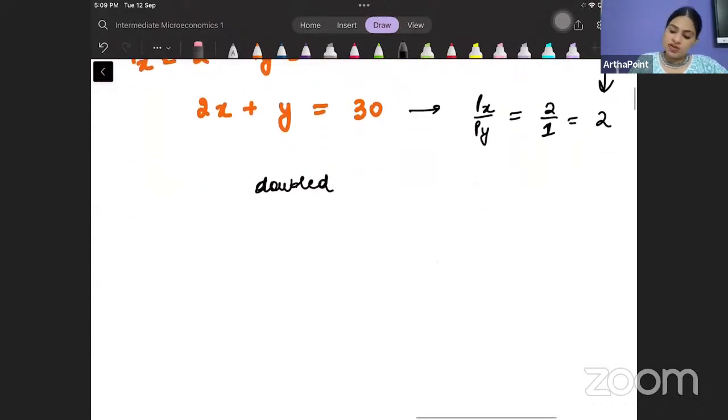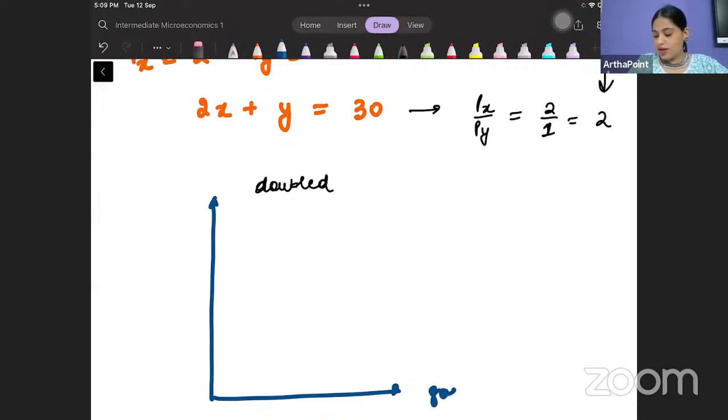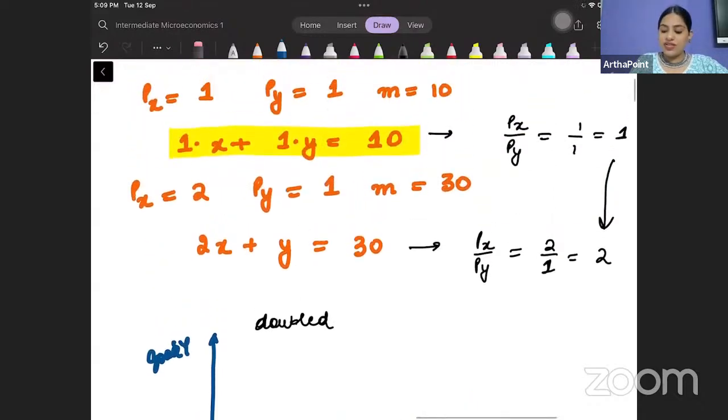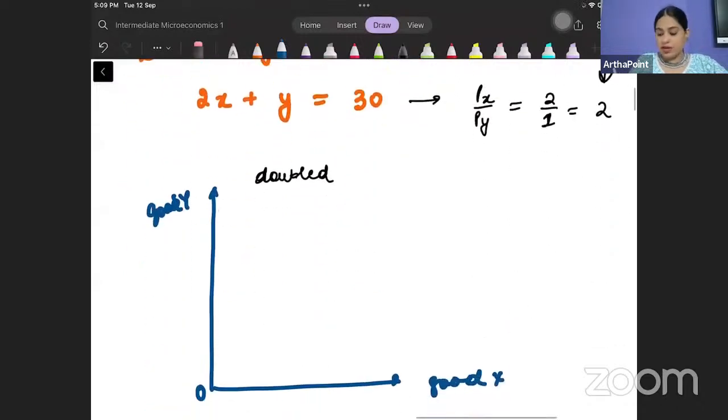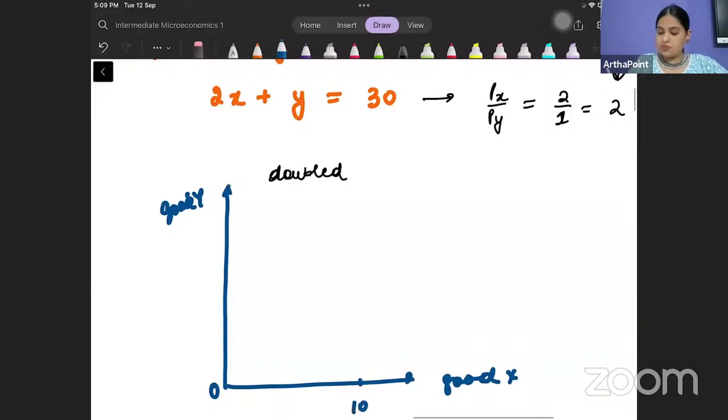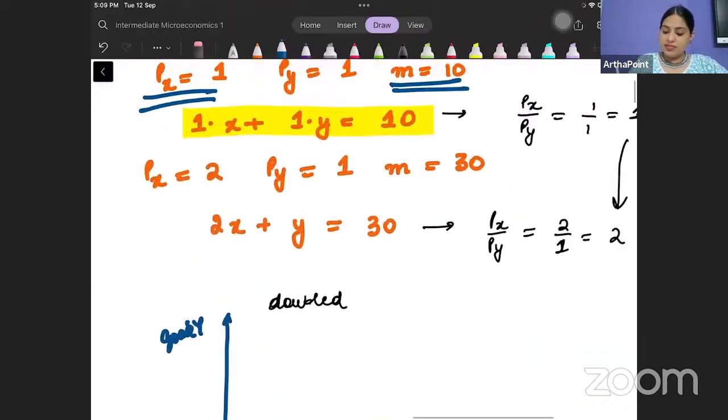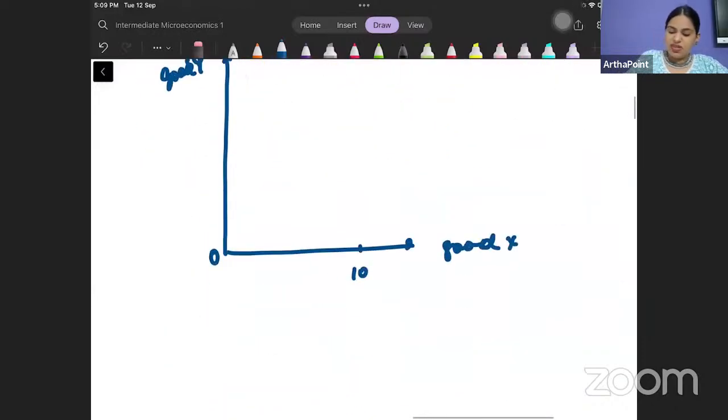Can you plot this? We can. So we can take good X here. And beta, we can take good Y here. So what is the initial intercept? Income by PX. So beta 10 by 1 क्या हो जाएगा? 10. है ना? And next time क्या हो गया बेटा? So let me put 10 a bit here. Huh? It will be 10. And beta, what will be income by PX later on?